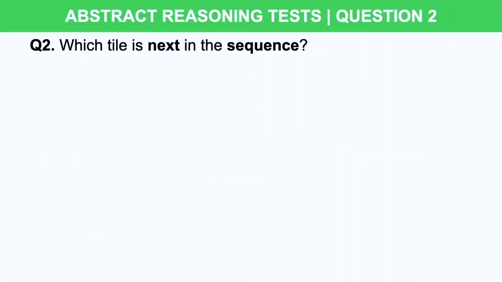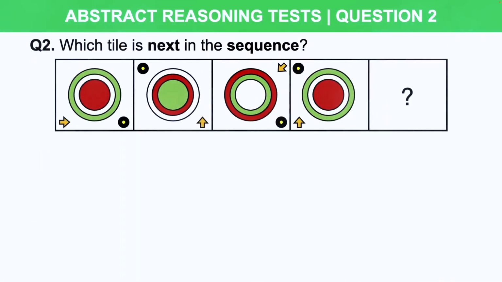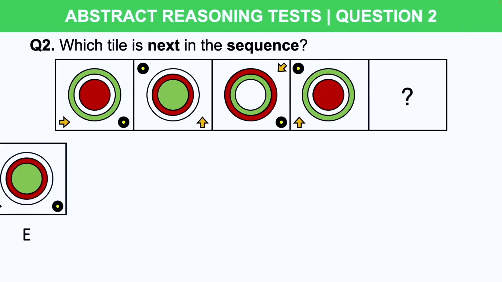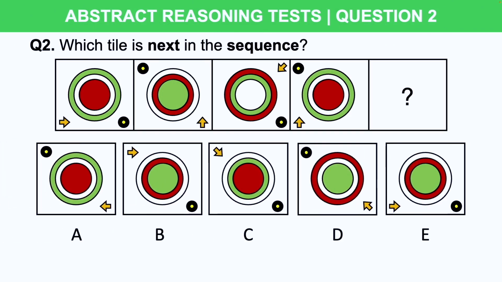Which tile is next in the sequence? Here is that sequence. You can see I've upped the difficulty here a little bit by making this more complicated as a pattern. There's more colors going on and there's more shapes. Here are your answer options, A, B, C, D or E.